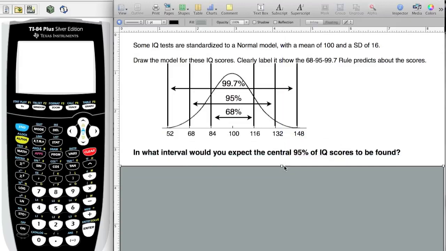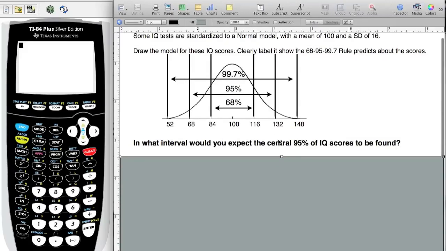So there's the first question. This is a very basic one. What interval, that means beginning to ending, so you're going to need two numbers, would you expect the central 95% of all IQ scores to be found? Well, that's pretty obvious. It would be between 68 and 132. So 95% of all IQ scores in this situation would fall between 68 and 132.